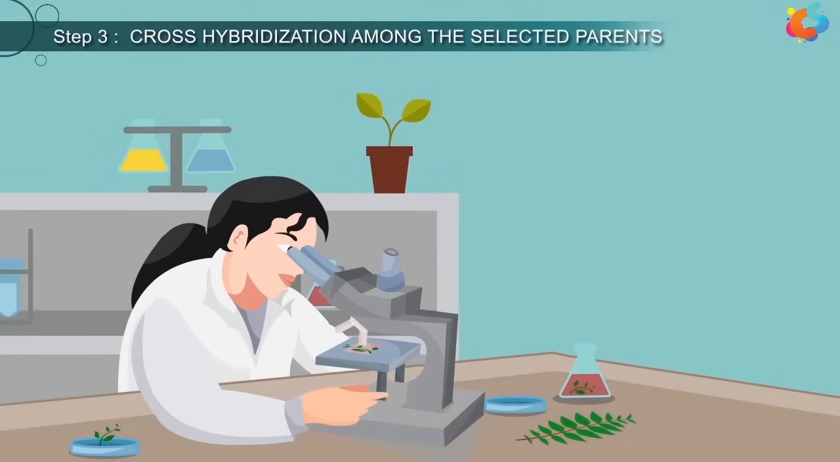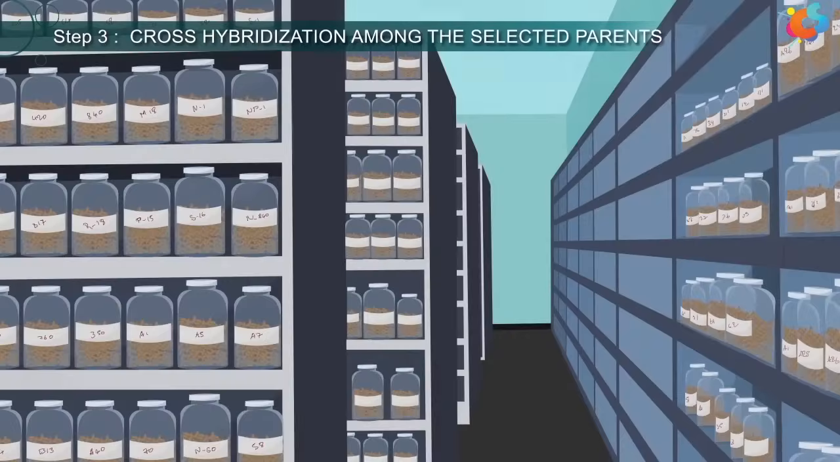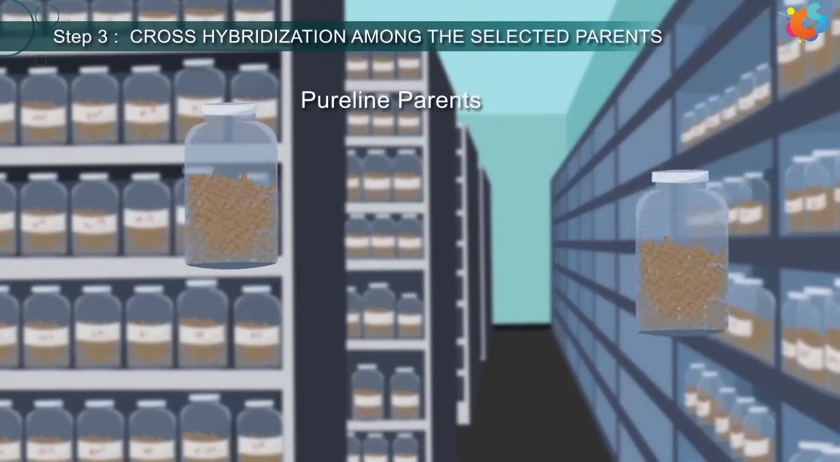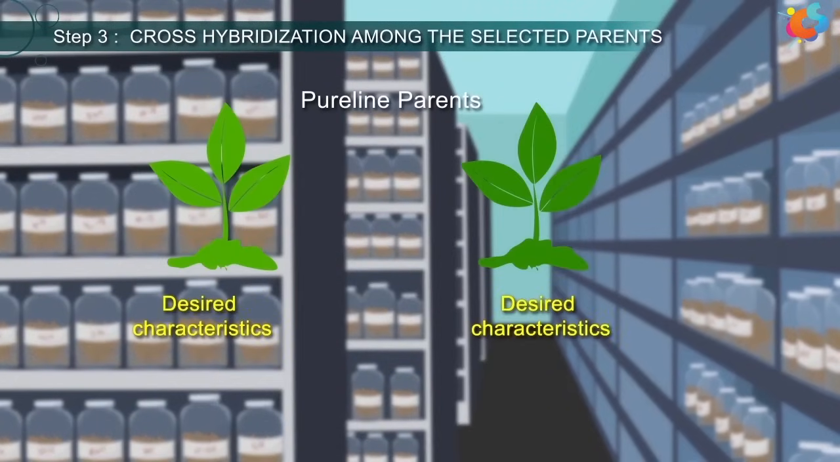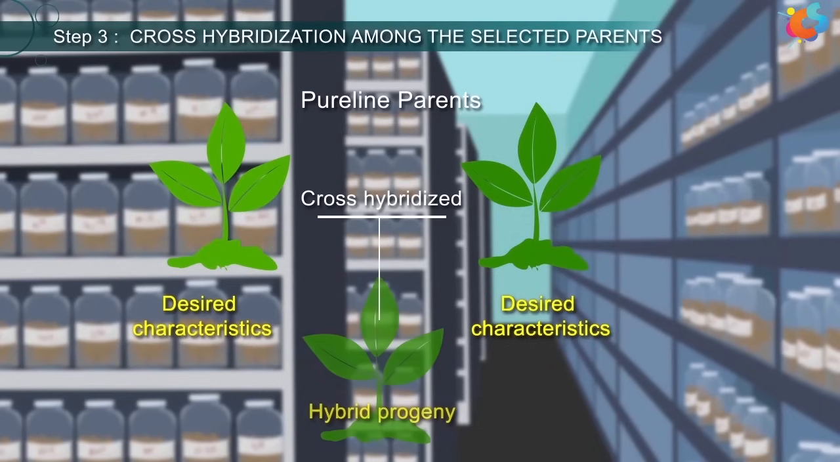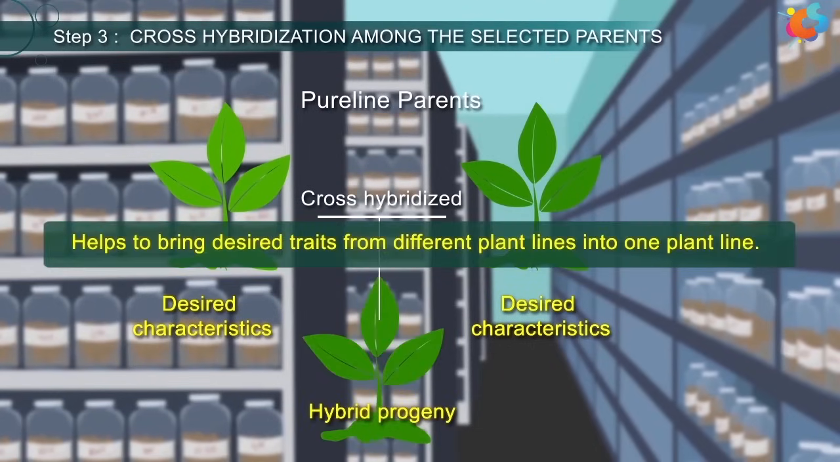Cross-hybridization among the selected parents. Now, since we have selected pure line parents with desired characteristics, the parents are now cross-hybridized. Cross-hybridization helps to produce hybrid progeny. This helps to bring desired traits from different plant lines into one plant line.